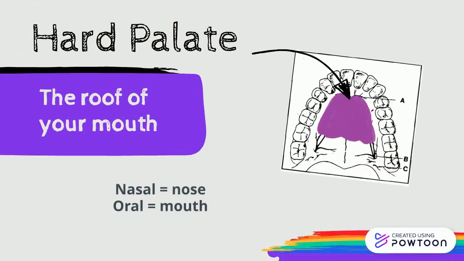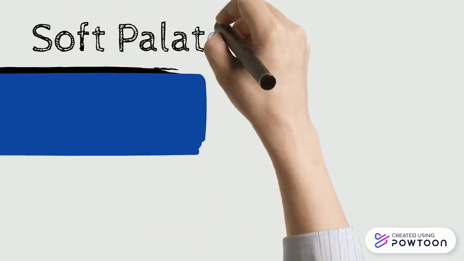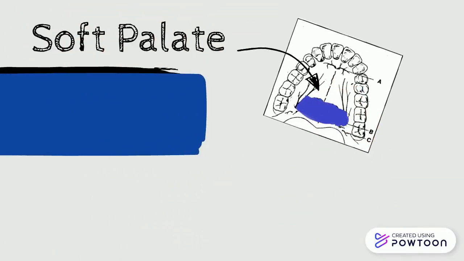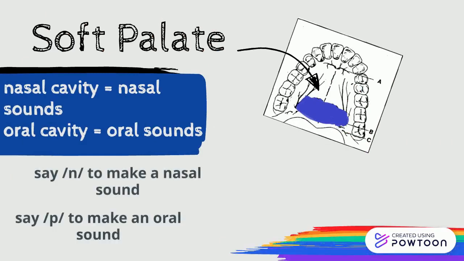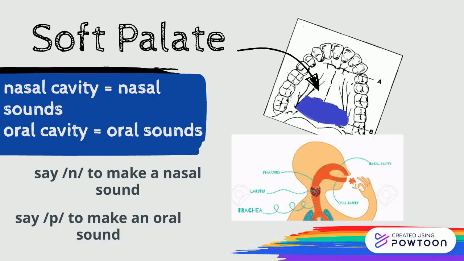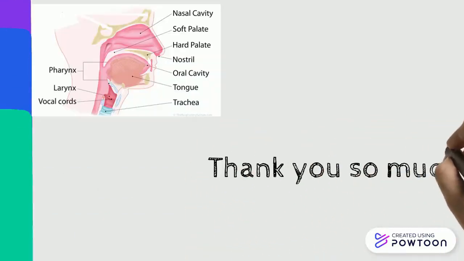The hard palate is the roof of your mouth. It's the ridge you can feel with your tongue. It separates the nasal and oral cavity. The soft palate redirects the air from your lungs into either cavity, producing nasal sounds when the air passes through your nose and non-nasal sounds when the air passes through your mouth. This happens by raising and lowering the soft palate.